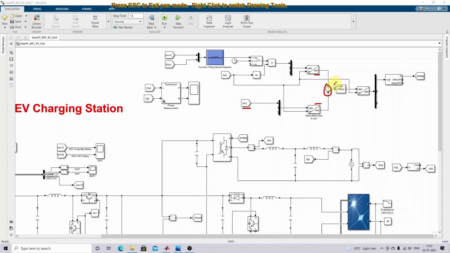After that, it's going to be processed by a PID controller. Then it's going to be converted once again from dq naught to alpha beta naught, and then we are going to take only the alpha quantity to generate the pulse for that inverter. So this pulse is going to control the inverter current flow, based upon this reference current from the neural network.